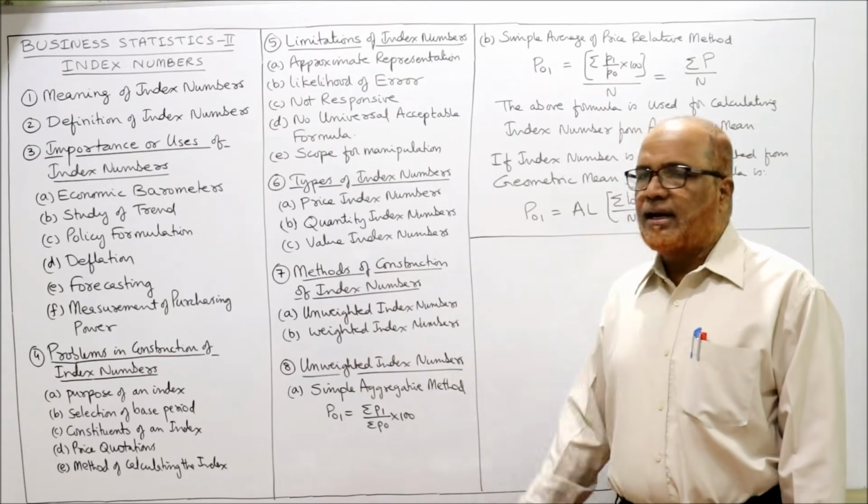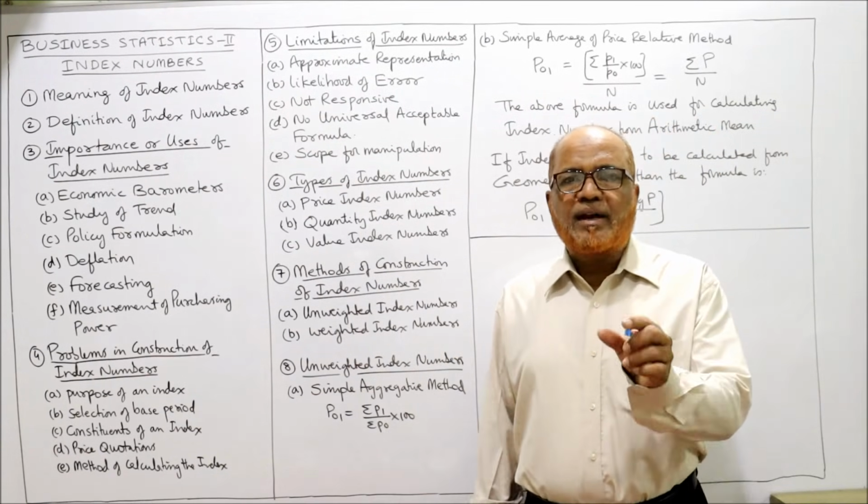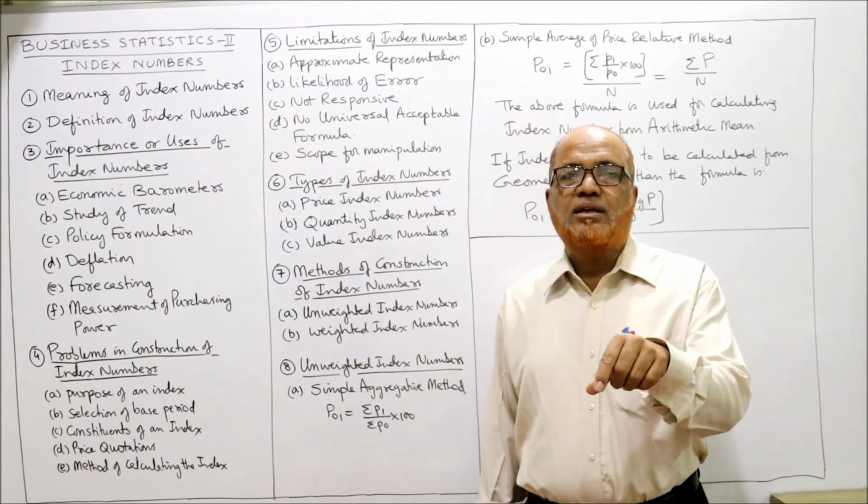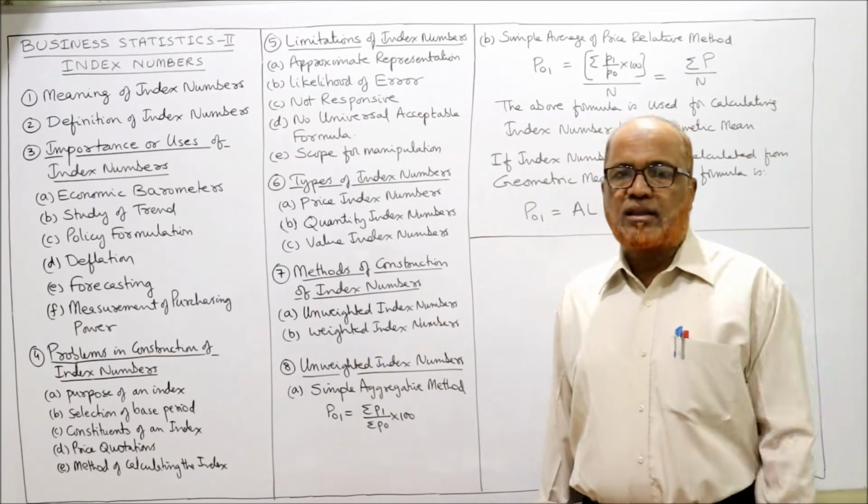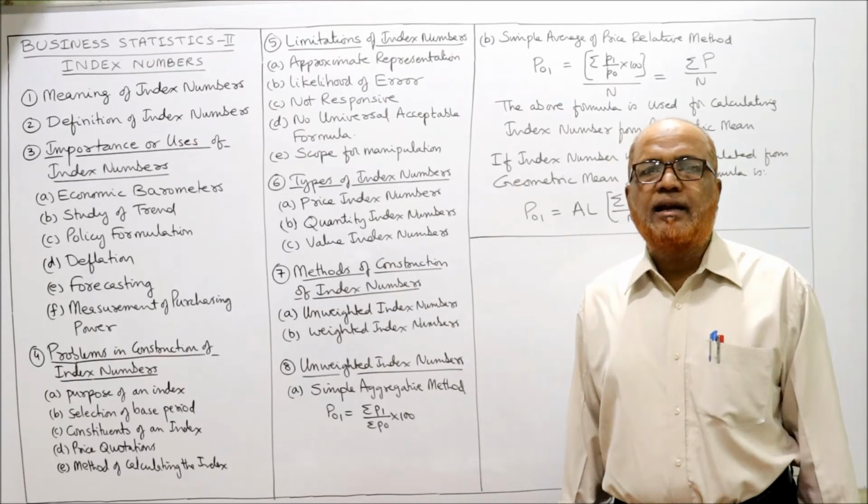Second comes quantity index number. We want to find out what is the change in quantity from one period of time to another period of time. Normally this will be applied in industrial production.